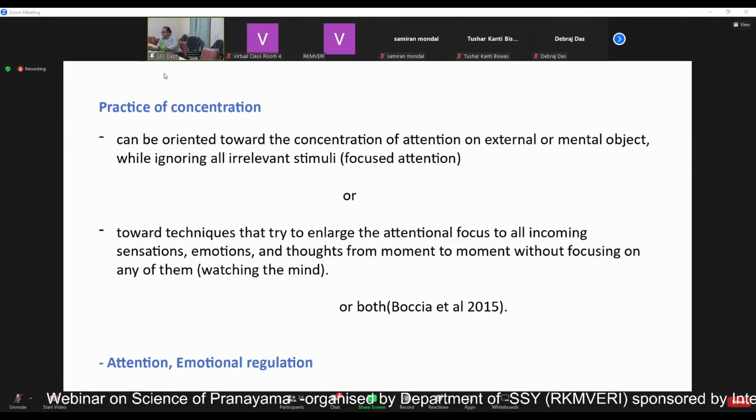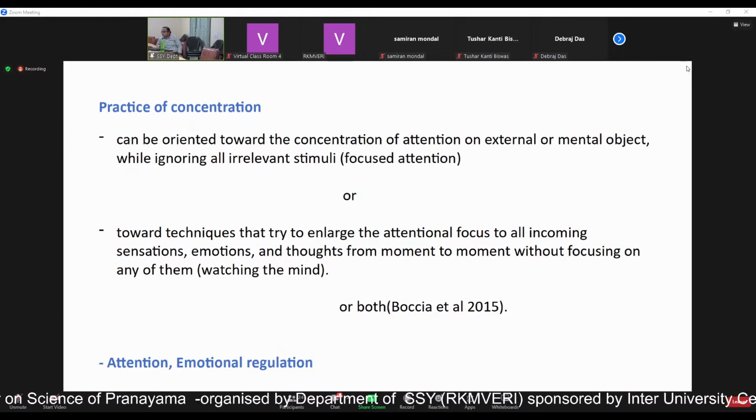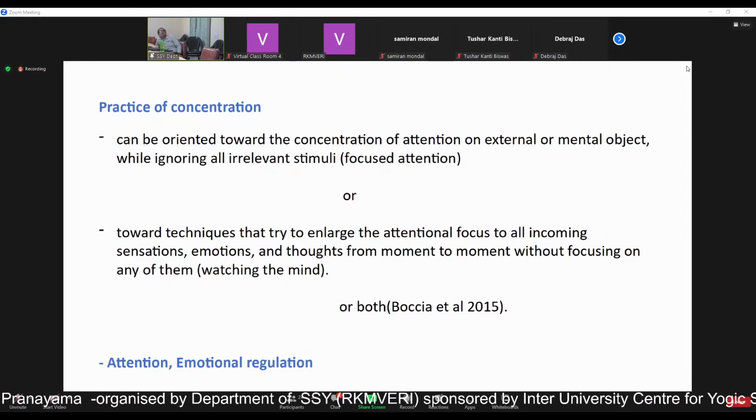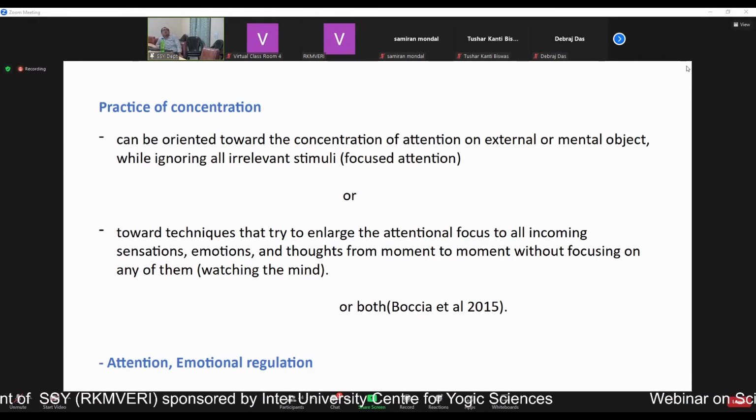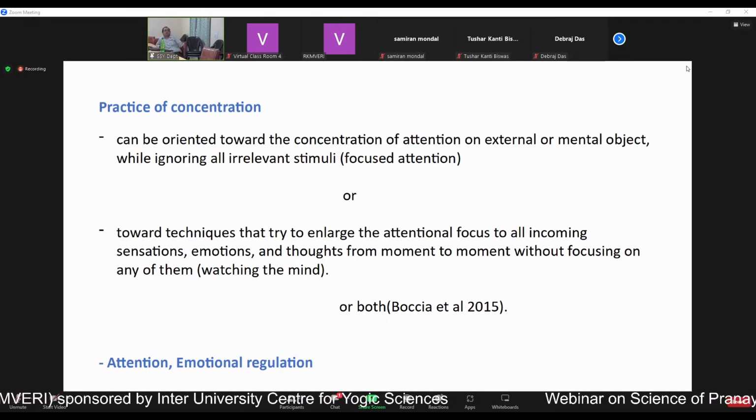So today we'll talk about meditation. Basically, this is a practice of concentration that can be oriented towards focusing attention on an external or mental object while ignoring all irrelevant stimuli, which can be categorized as focused attention. Or it can use techniques that try to enlarge the attentional focus to all incoming sensations, emotions, and thoughts from moment to moment without focusing on any of them. You can broadly categorize this as watching the mind. Or this kind of meditation technique may involve both procedures. So this is a very brief overview.